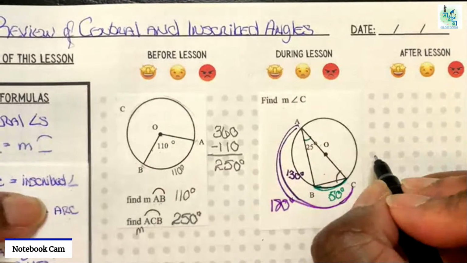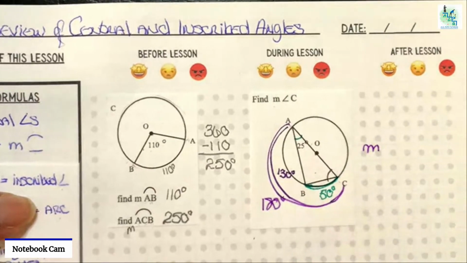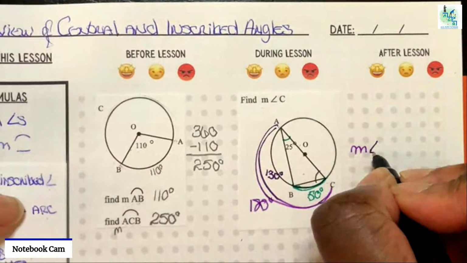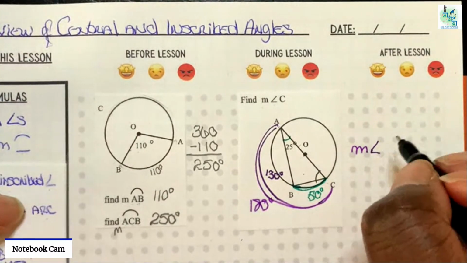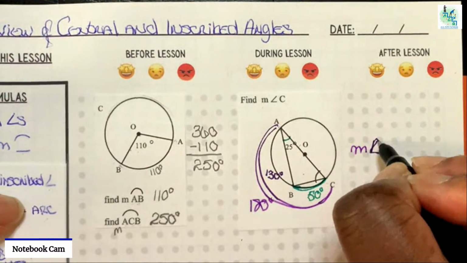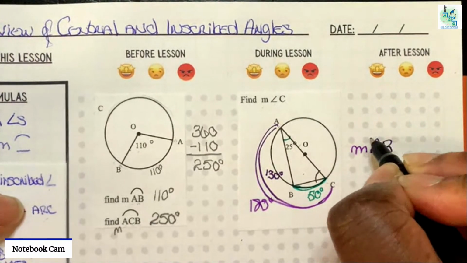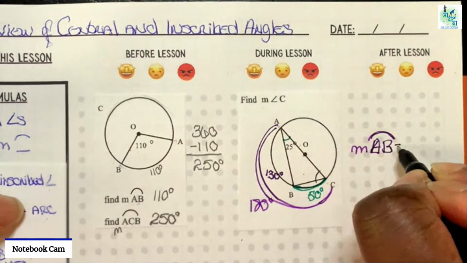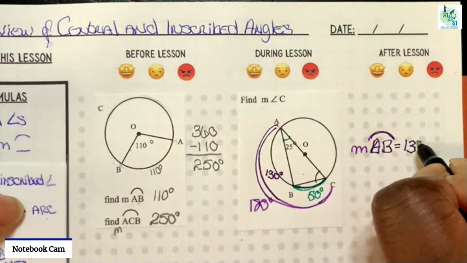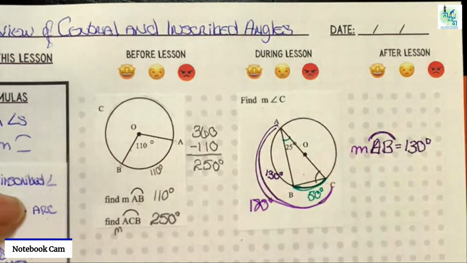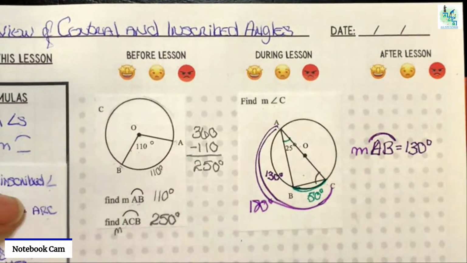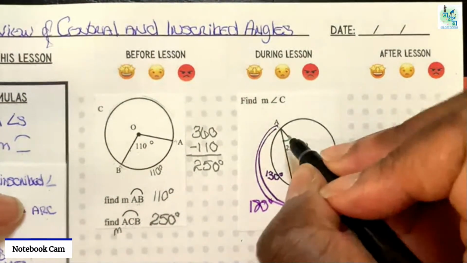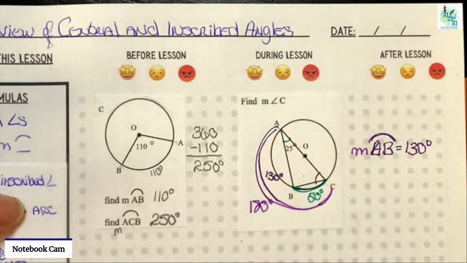So we can say the measure, not even the angle, the measure of arc BC, AC, or AB, there we go, is 130 degrees. But is that what they asked for? No, they didn't just ask for what that missing piece is. They asked for what is the measure of angle C.